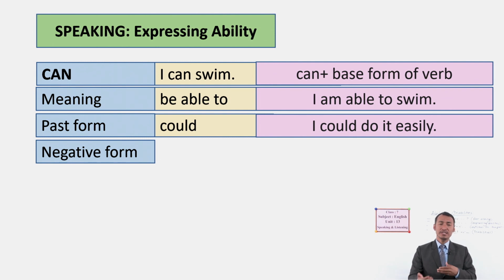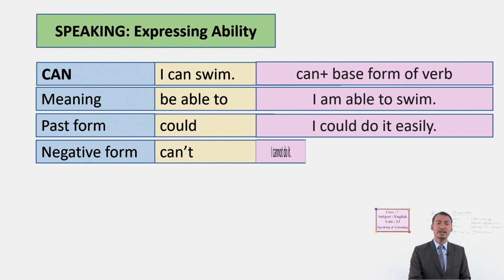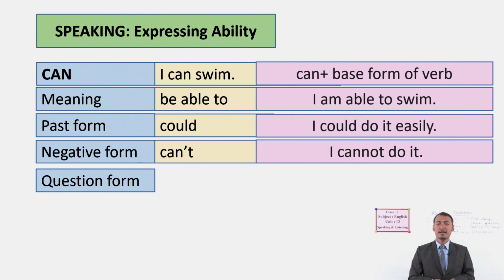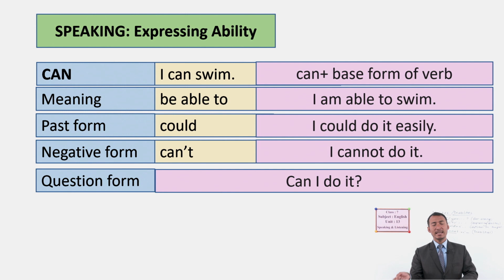Negative form, how do you make it negative? You have to say I can't or cannot, and you can say I cannot do it, I can't do it, I can't eat it, okay, and so on. So how do you ask about someone's abilities? You have to say can I do it, can you do it, can they do it, can it do it, and so on. So what is the structure?